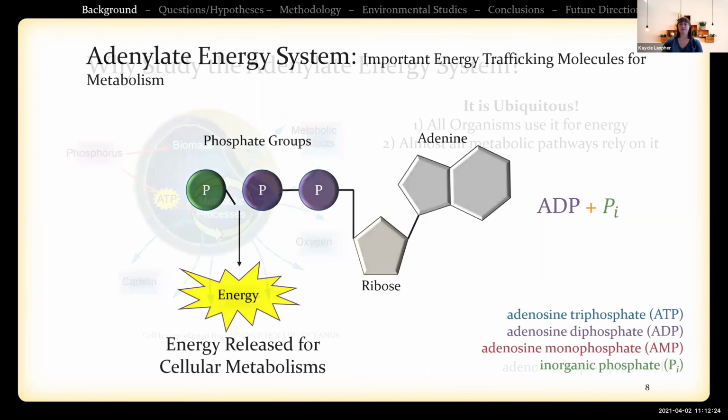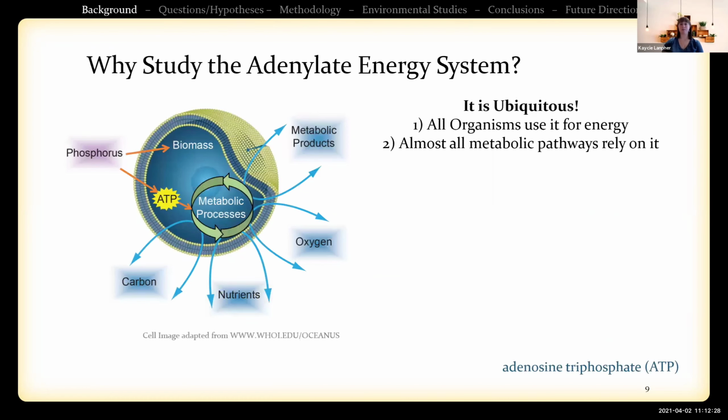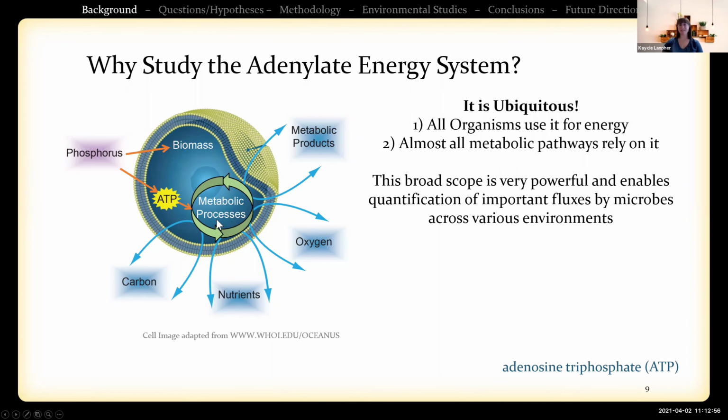Some of the really important and valuable things about this adenylate system is it's ubiquitous. That means all microorganisms, all organisms for that matter, use this adenylate system for energy. So it is very, very important, and it can be used to understand all microbial organisms. Also, almost all metabolic pathways within the microbes rely on it. So not only do microbes all have this system, but they all rely on it for these metabolic pathways. What that tells us is that this can be used as a broad scope, like painting with a broad brush across microbes, and it's powerful to enable a quantification of important fluxes by the microbial community as a whole across many environments.